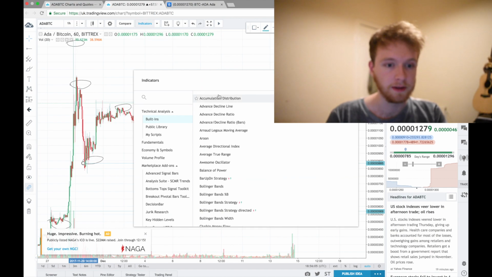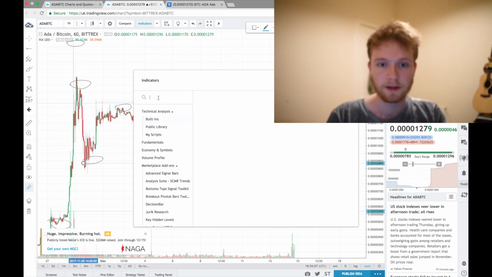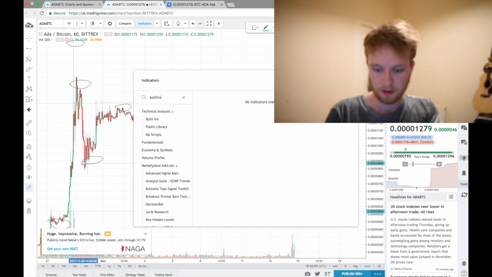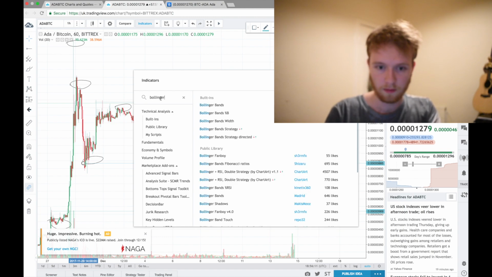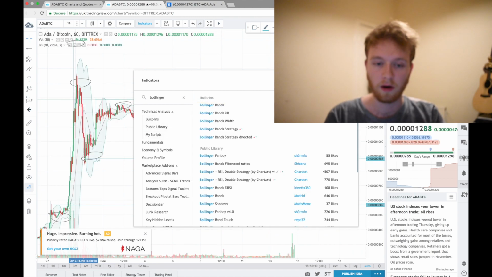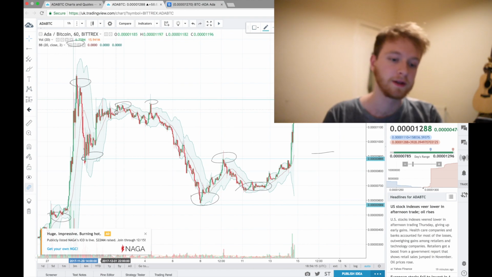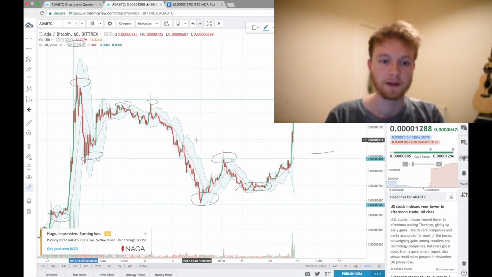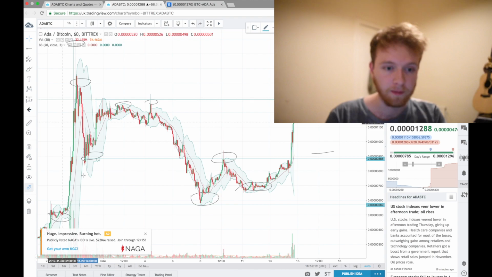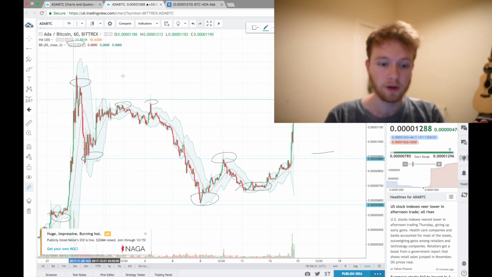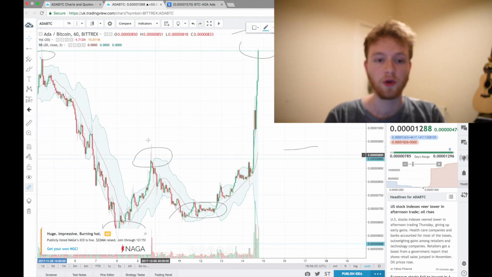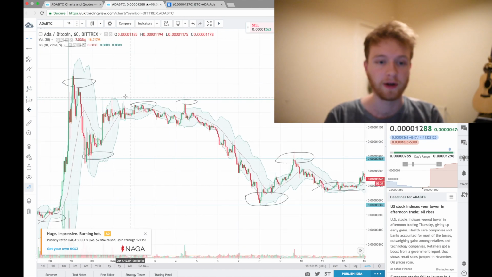Another thing I consider using is Bollinger Bands. Bollinger Bands I find are handy for two things. The first is that when something is in the middle of pumping, if it starts to go outside of these lines, that's when you know that potentially it's run out of steam.